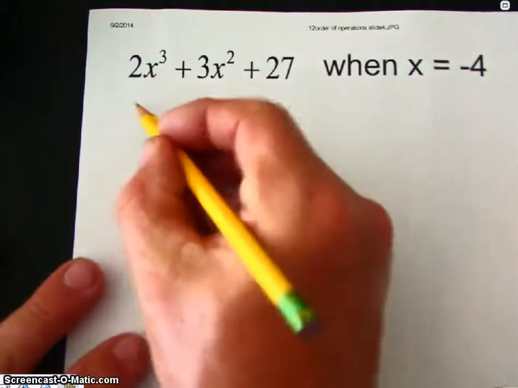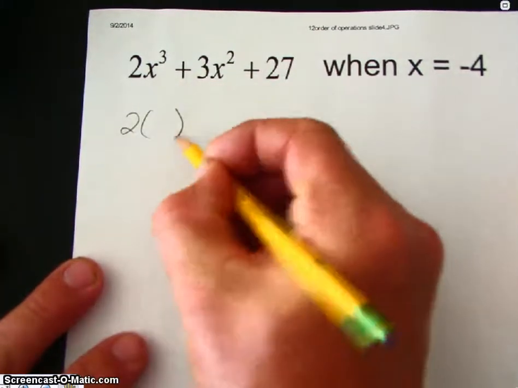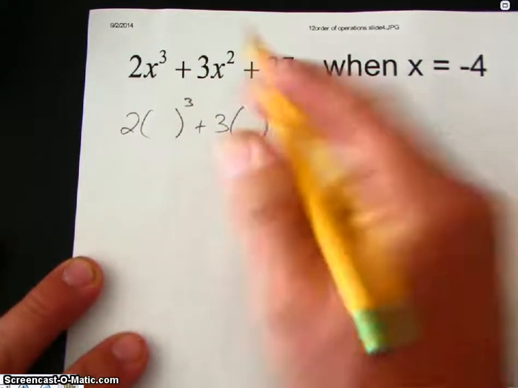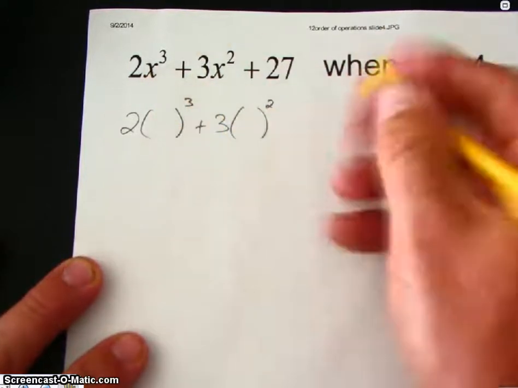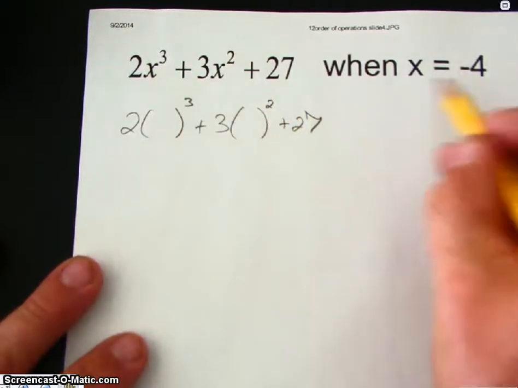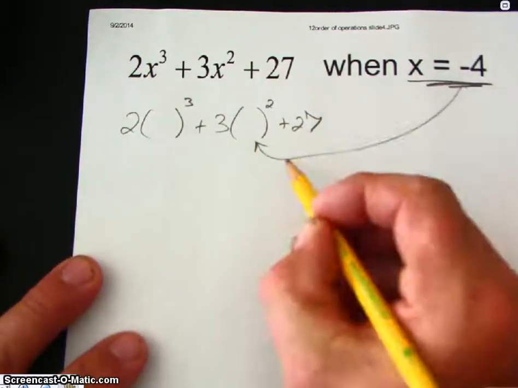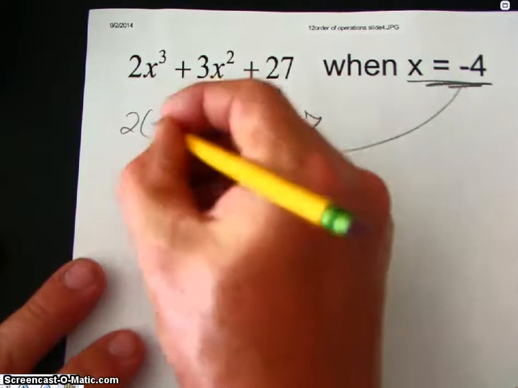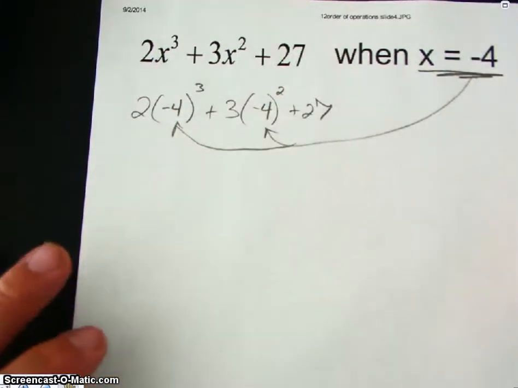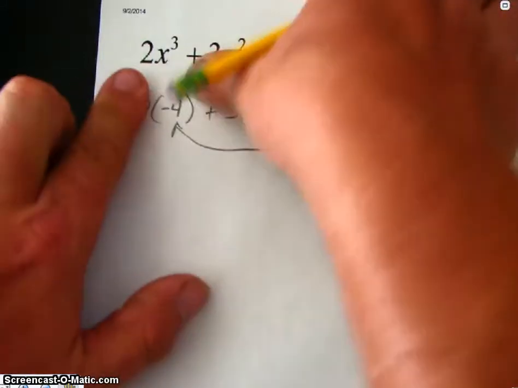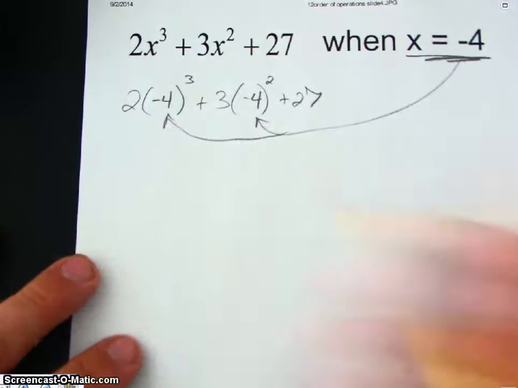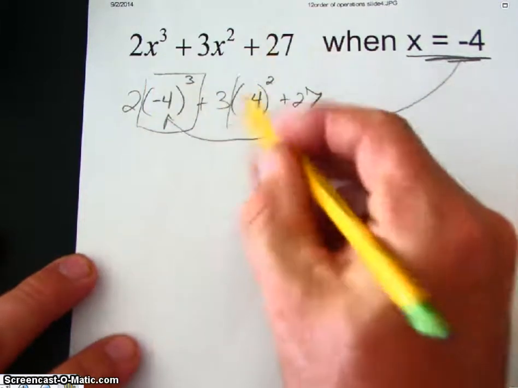So first step is I take this expression and rewrite it by taking the variables out and replacing them with parentheses. Now I take that and I plug it into the parentheses. Alright, parentheses, nothing's going on in there, nothing's going on in there. So therefore I can go to the next step, exponents.